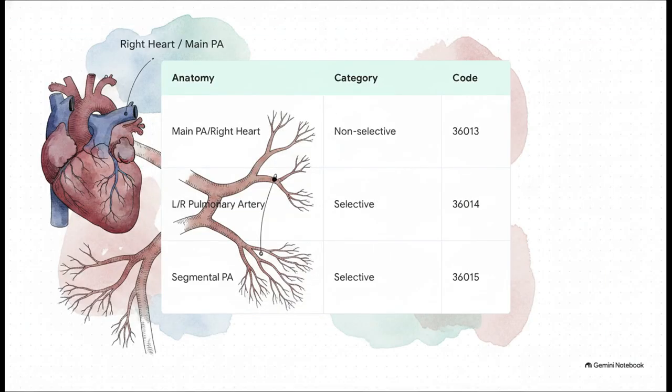Let's tie this all together into a really clean matrix. If we map the exact anatomical location to its proper CPT code, the pattern is super clear. Right heart or main pulmonary artery, that's our non-selective category. Boom, 36013. Now move down one level into the left or right pulmonary artery, we've officially shifted into the selective category, and that brings us to code 36014. Finally, if you push even further down into the segmental or subsegmental branches, you're still in the selective category, but your code updates to 36015. It all logically follows the anatomy.